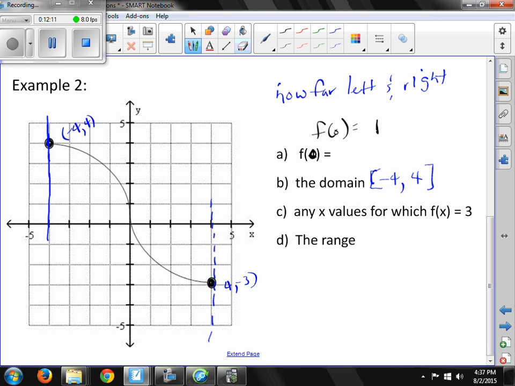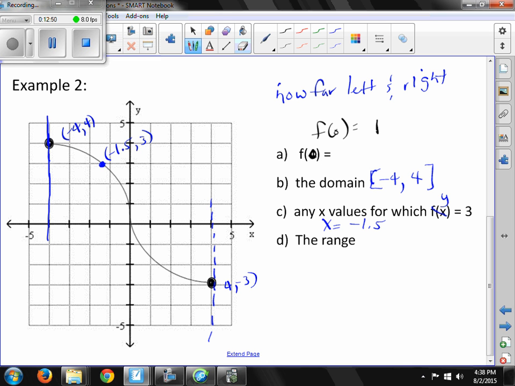For any x values, find any x values for which f of x is equal to 3. So here's where it would be. f of x means y is equal to 3, so the y value is 3, and the x value appears to be about halfway between -1 and -2, -1.5, and the y value is 3. So the x value, x is equal to -1.5.